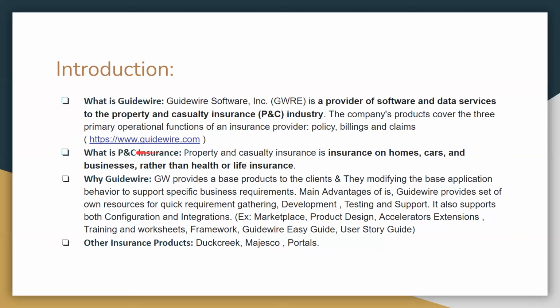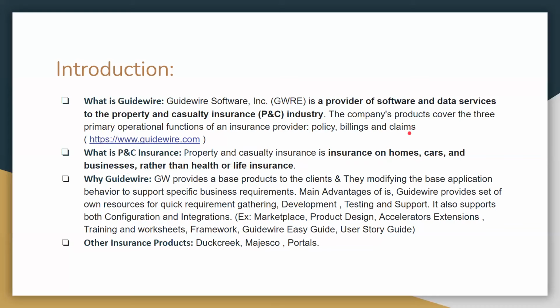And the next thing, what is PNC insurance? PNC is nothing but property and casualty insurance. It is insurance on homes, cars, and businesses. So PNC deals with insurance policies for the home, which is the property; the car, which is any auto or vehicle; and businesses. A business is also a property, either a commercial property or a personal property.